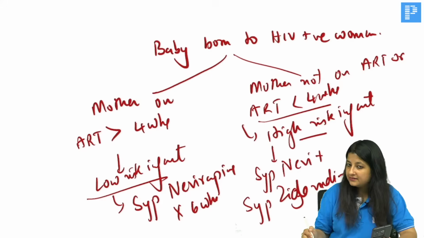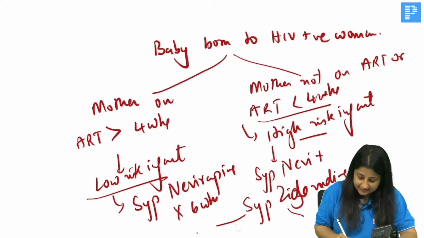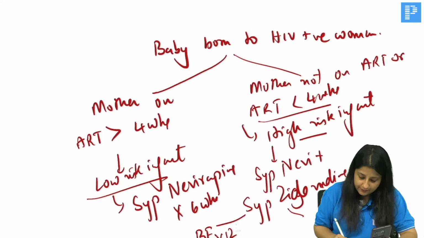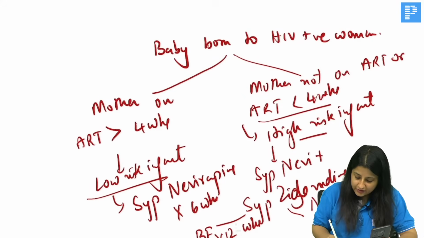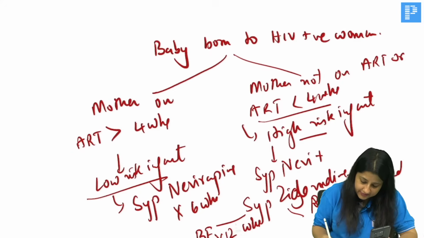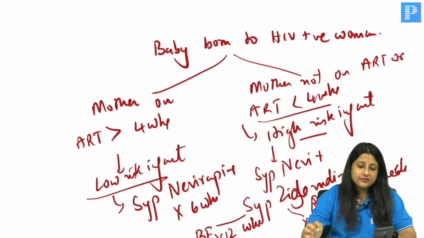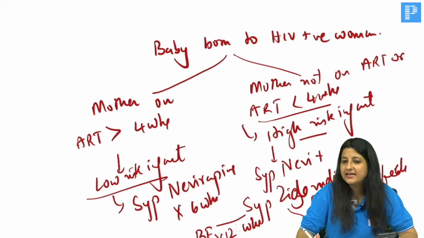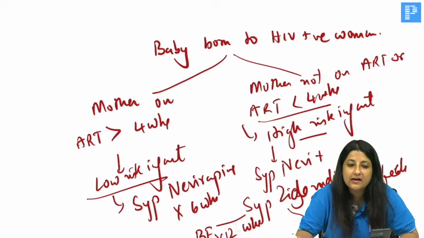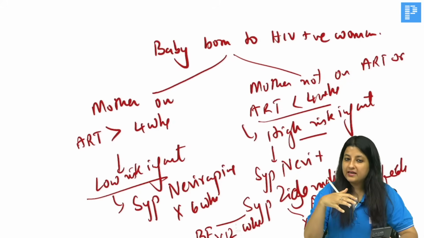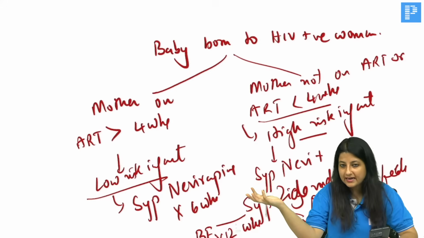Now both the drugs have to be added, and if she is exclusively breastfeeding, we will continue for 12 weeks. But if she is on exclusively replacement feeds, then we will continue this in the baby for 6 weeks. This we've discussed in LRR also, just revising it right now guys, and we also do early infant diagnosis with RT-PCR at 6 weeks, and confirmatory diagnosis is done at 18 months.